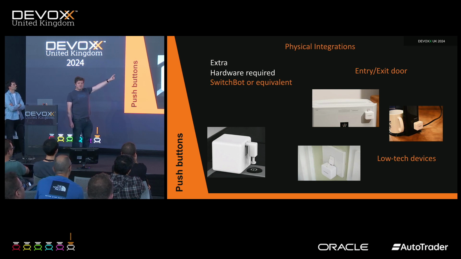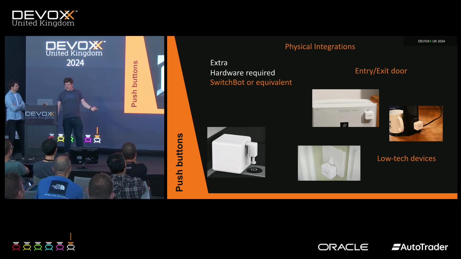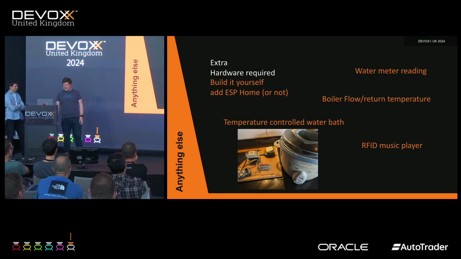If you've got your entry and exit door, you can add a massive security hole to your flat by having someone able to shout through the letterbox, "Alexa, open the door." Or you can have your coffee machine turned on for you, or your light switch. I don't use this, but it's how you deal with the next level stuff.